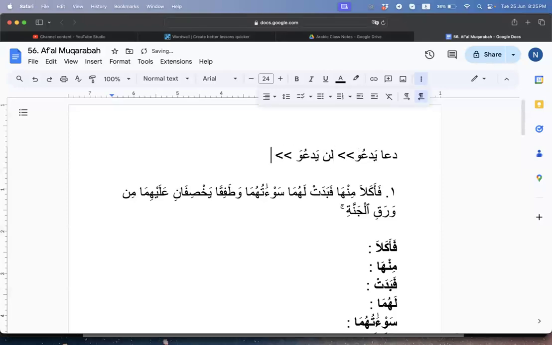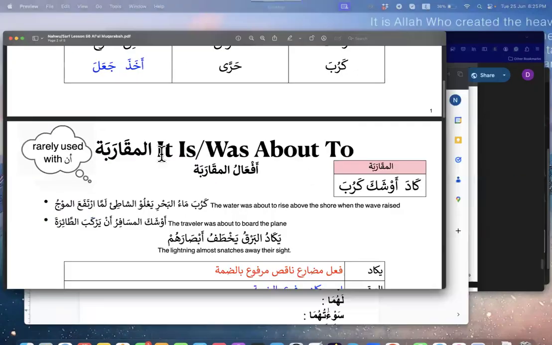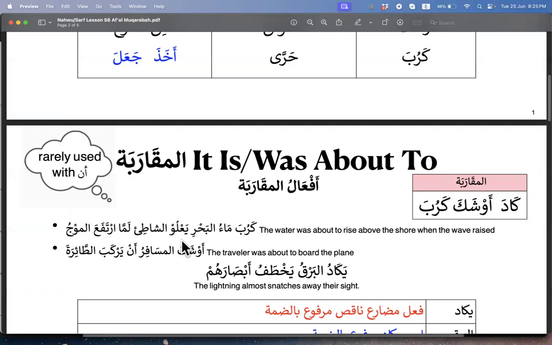And if it's majzum, then we just remove the waw, so it becomes lam yad'u without the waw. So the one that we're looking at is marfu. If it is marfu, this is jawazan, you mean huwa? Yes, correct. Can it have an outside fa'il? Yes, it can have an outside fa'il.